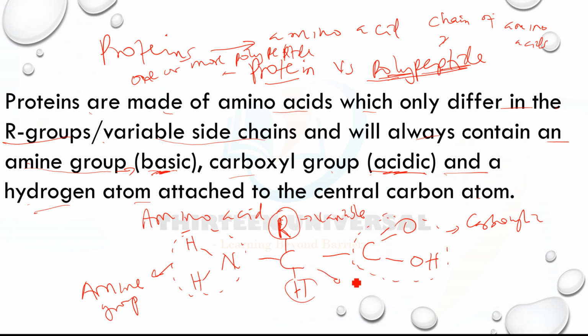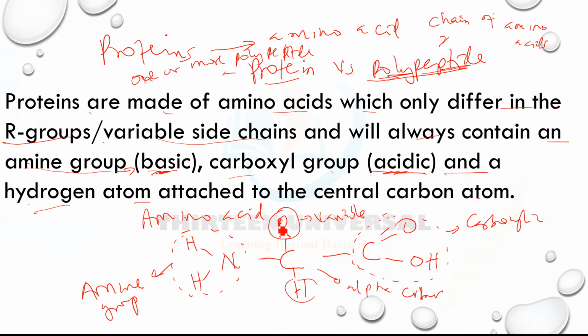Is that okay? Alpha carbon. So all amino acids have the same amine group, right? The same carboxylic group, same hydrogen, same alpha carbon, but they have different R groups. Okay, so the R group is what makes them different.